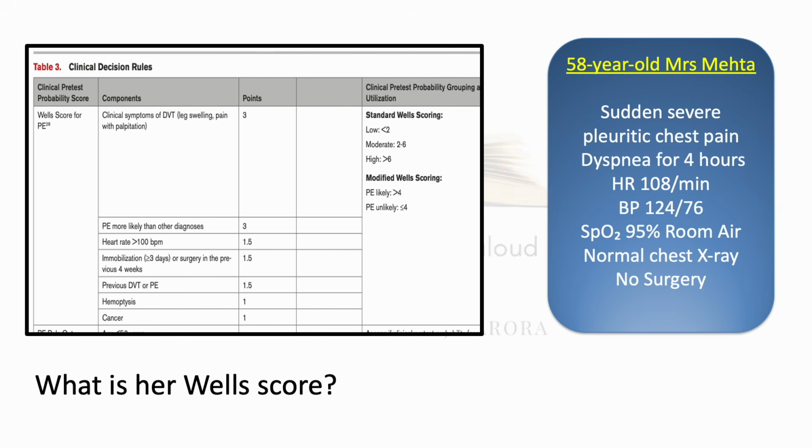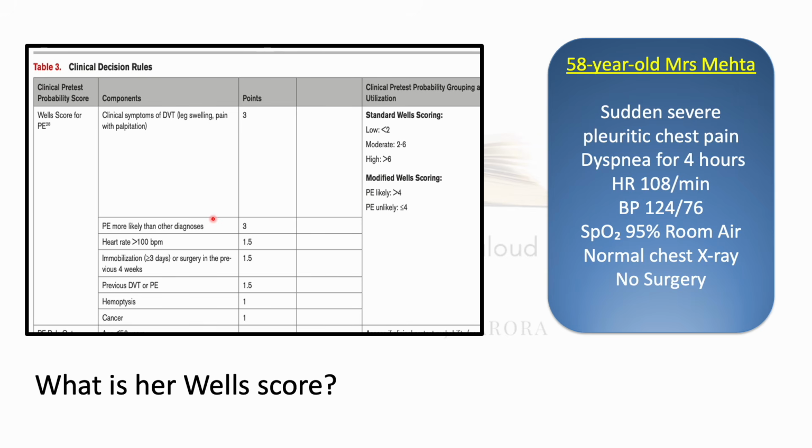So, coming to my patient now. If you look at the Wells score, it says that you should estimate the clinical symptoms of DVT. See if the patient has signs of DVT. Secondly, it also wants us to see if PE is more likely than other diagnoses. Check the heart rate more than 100. Look for immobilization because of a surgery or a fracture within the last 4 weeks, a previous DVT or pulmonary embolism in the history, hemoptysis, and cancer.